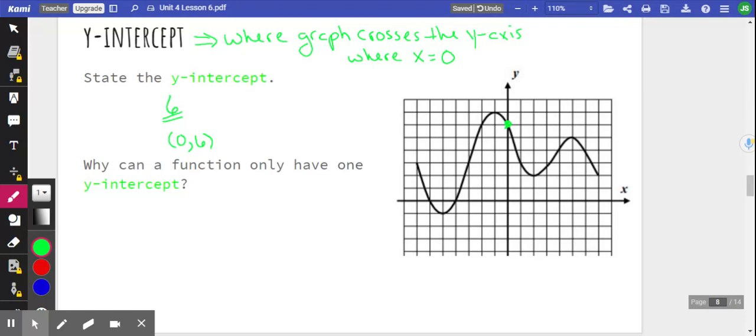Why can a function only have one y-intercept? Let's think about the definition of a function again. Every x can only have one y. So if we had two y-intercepts, that would mean that x equals 0 has two y values, and we can't have that. If you think about it another way, if I throw another point on here, and that point existed, this would not pass the vertical line test, because you would have 2 points crossing that vertical line.